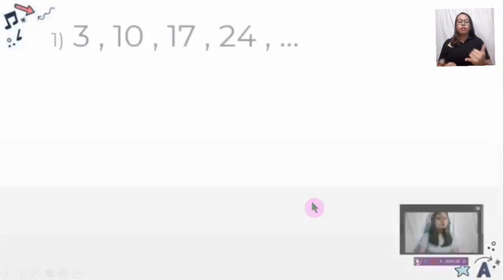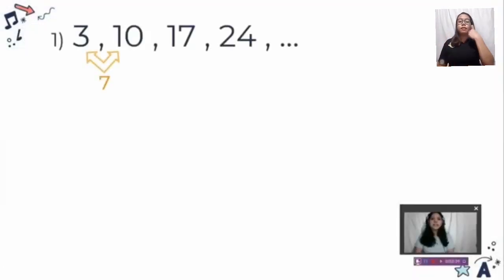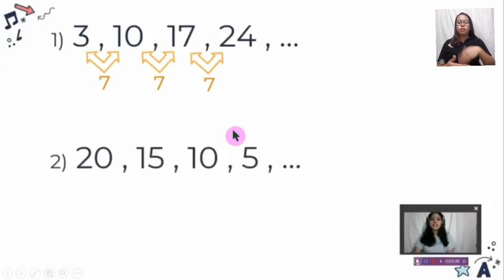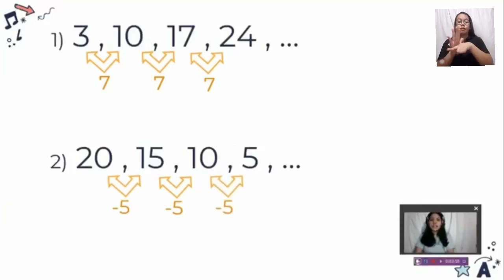Now let us get the two examples earlier. 3, 10, 17, and 24. The common difference is 7. Now let us use the term common difference to describe the 7 that we got earlier. Another example, 20, 15, 10, and 5. Yung nakuha natin kanina ay negative 5. So, ang common difference niya ay negative 5.